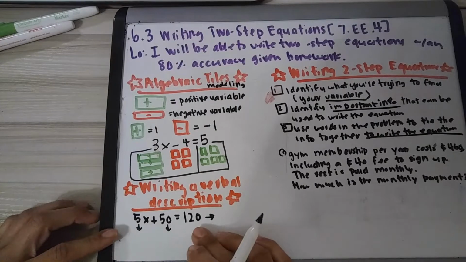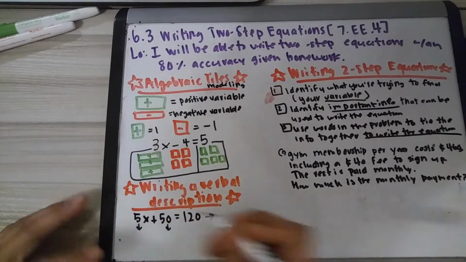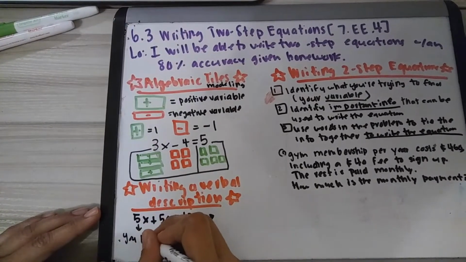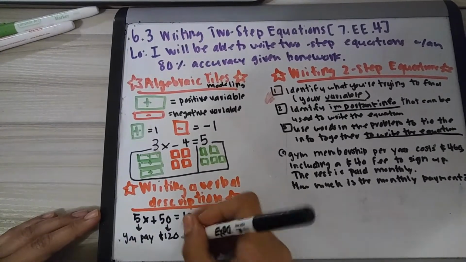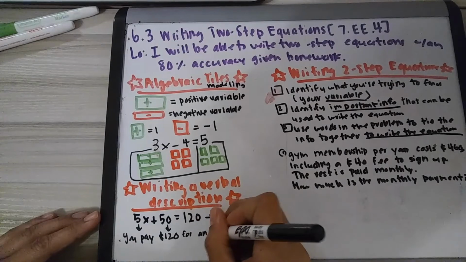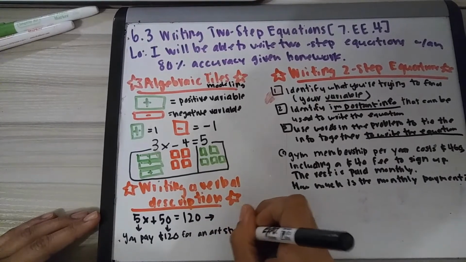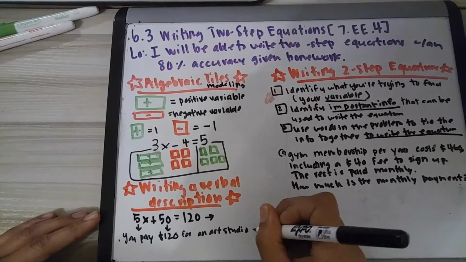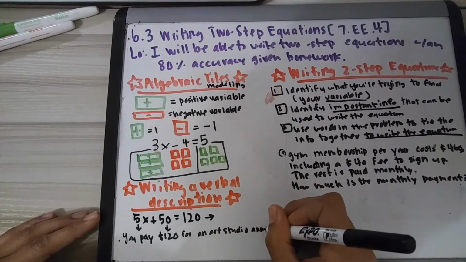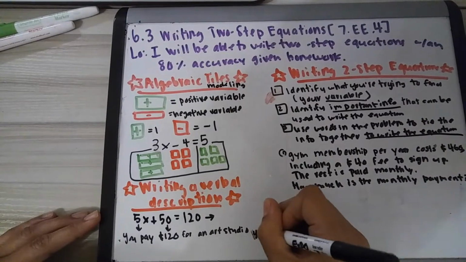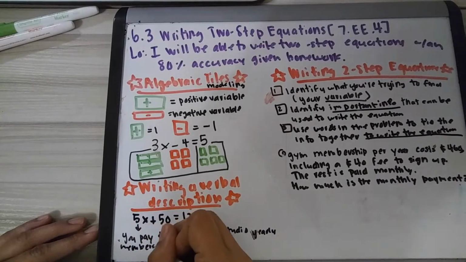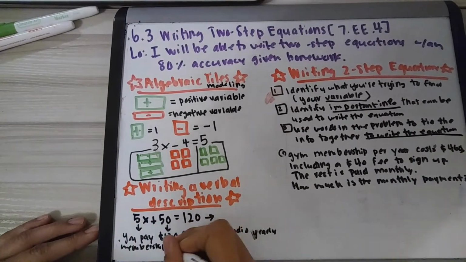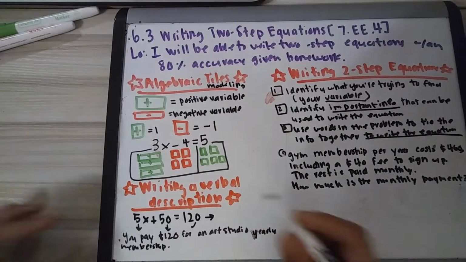I can say, okay, you're going to pay $120 because that's always my total cost, right? For an art studio, an annual or yearly membership. Okay, now that's my 120, so I got that checked. So that's my total.